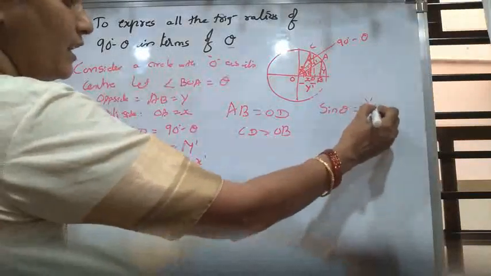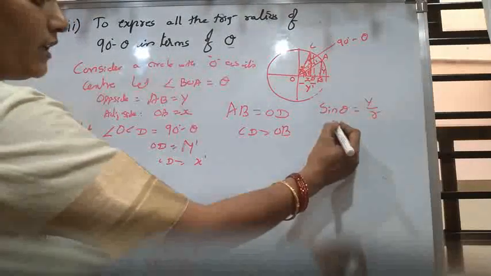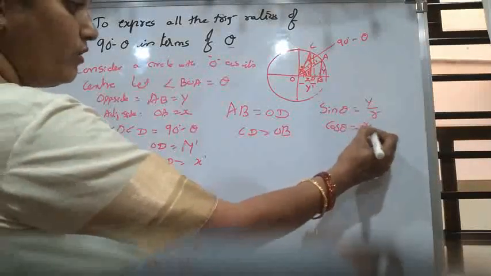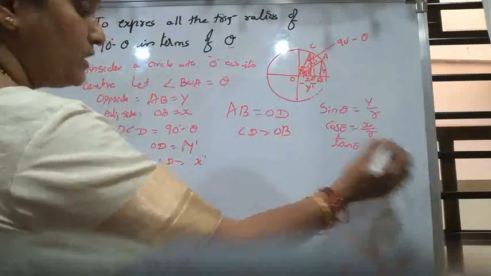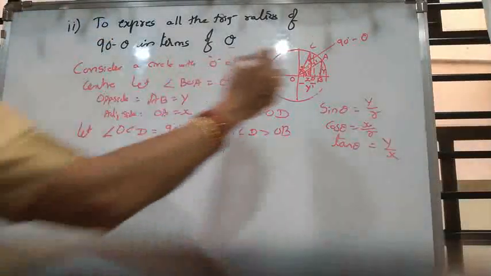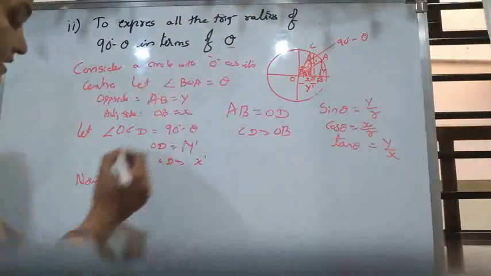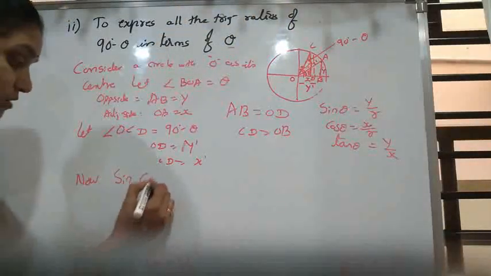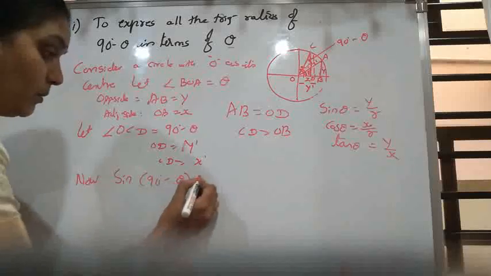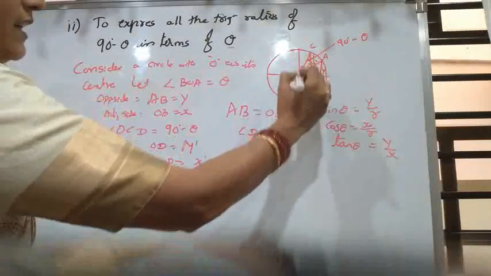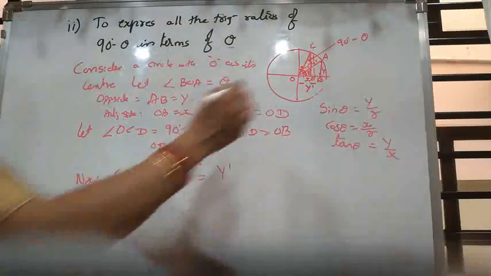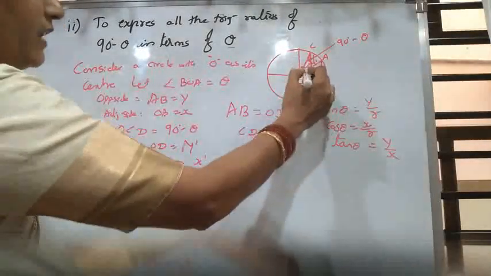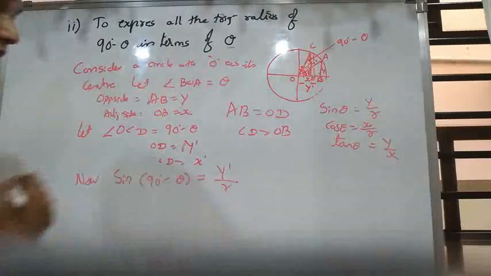Sine theta is the ratio of opposite side to hypotenuse. Cos theta is the ratio of adjacent side to hypotenuse. Tan theta is the ratio of opposite side to adjacent side. But now I am going to write ratios for 90 degree minus theta. So sine of 90 degree minus theta: for this angle, our opposite side is y dash, y dash upon the hypotenuse, that is OC, which is R.